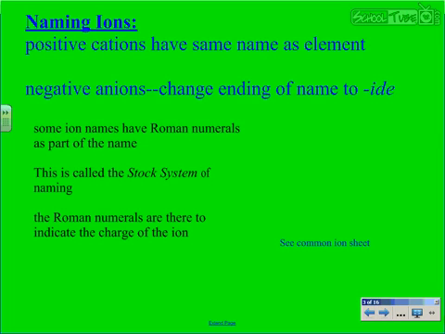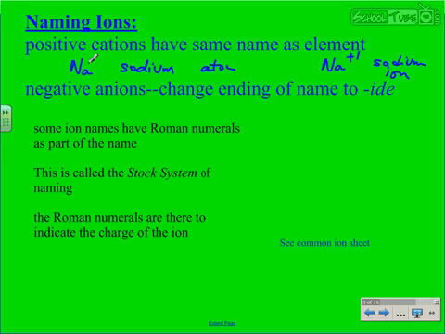All right, naming ions. The positive cation has the same name as the name of the element. So a sodium atom, or sodium +1, is the sodium ion. Either way, it's just sodium.